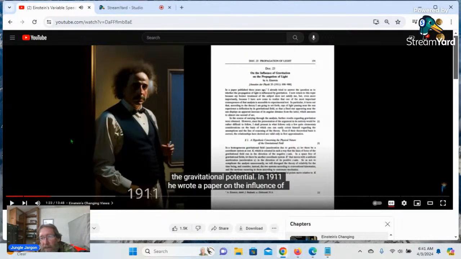Okay, what was that? The velocity of light is altered by the gravitational potential. This is everything I've been saying for the past years or whatever.